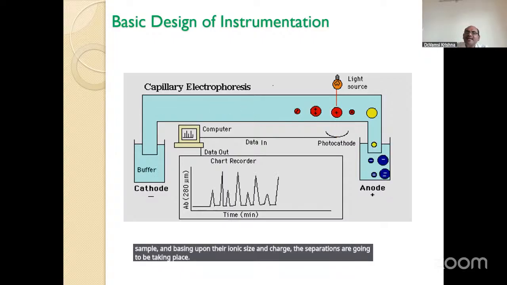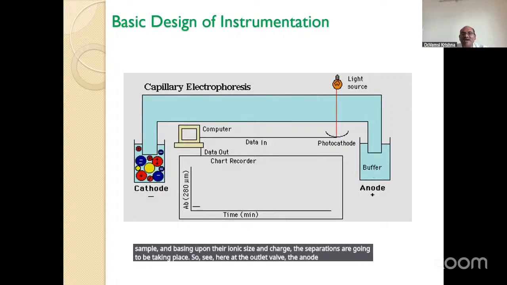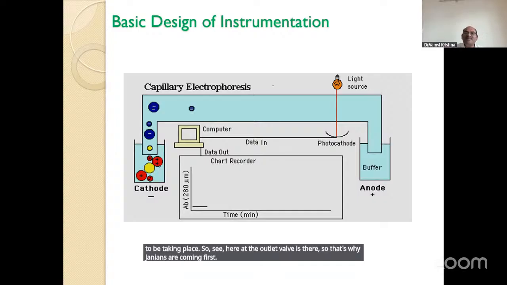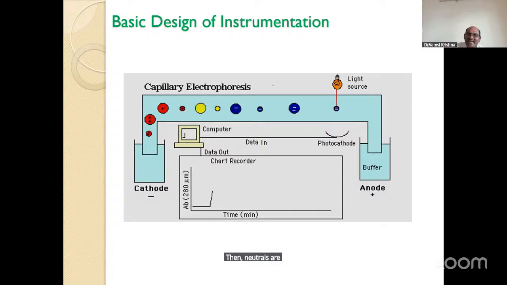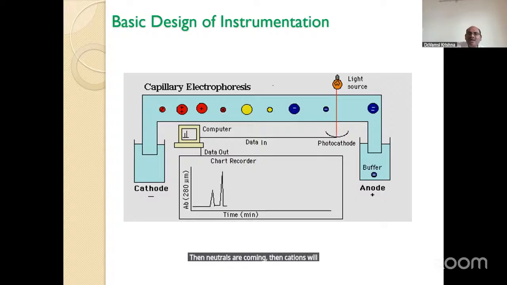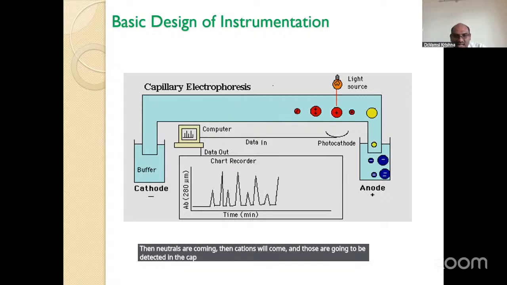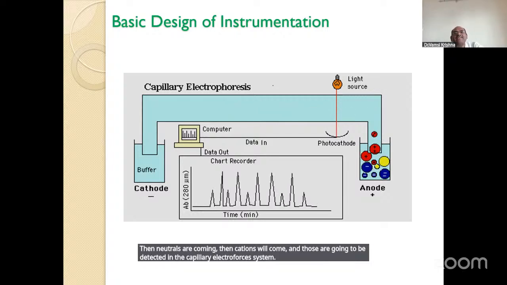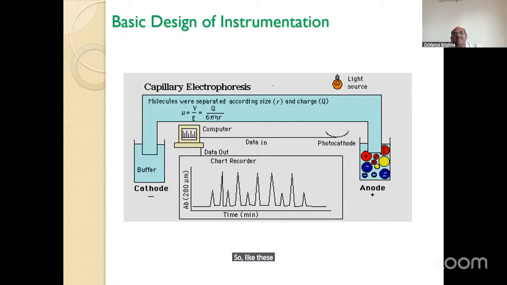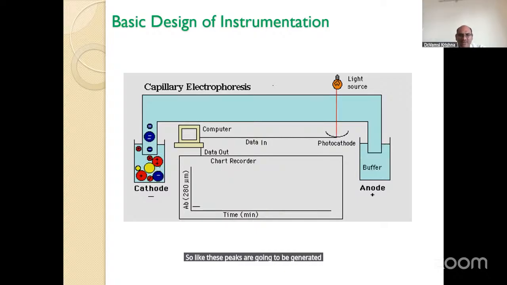Here at the outlet vial, the anode is there. So that's why anions come first, then neutrals come, then cations will come, and those are going to be detected in the capillary electrophoresis system. Like this, peaks are generated in the capillary electrophoresis system.